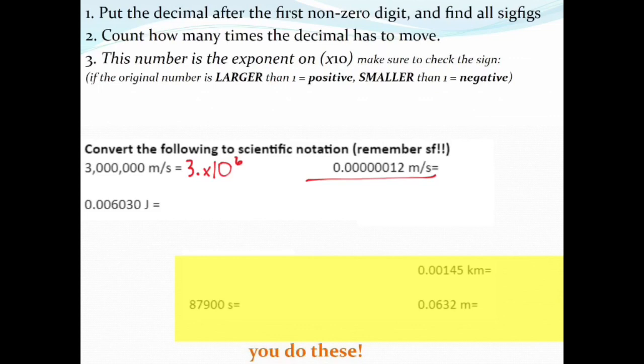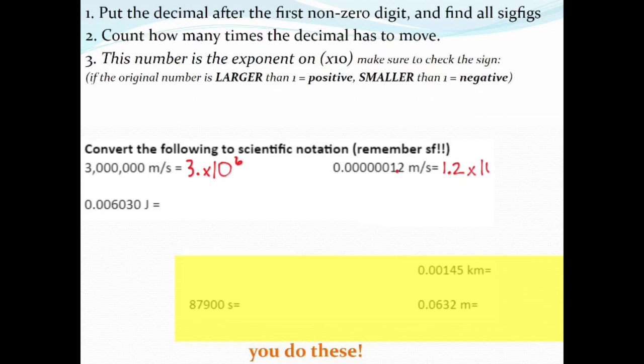If we go across to this next example, first we need to find the place to put our decimal point, and as we go from left to right, the first non-zero digit that we run into is that 1. So we put our decimal after the 1, and now looking at these zeros, even though there was a decimal in this number, these zeros are not sig figs because they're leading zeros. Leading zeros are never significant. So the only part of our base that we need is the 1.2.